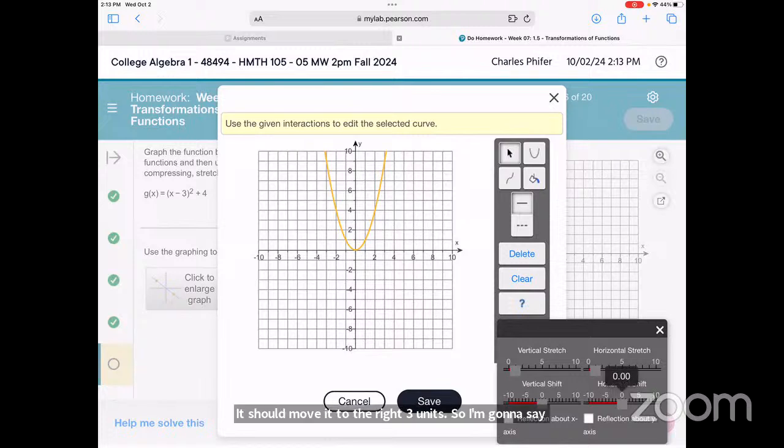And then the only other transformation is the +4 on the outside. That should move the entire graph up by 4. Again, all we did, we started with a U-shaped curve with the vertex at the origin. We just went right 3 and up 4, and that was it. Hit save and check.